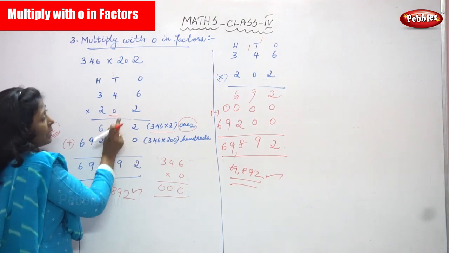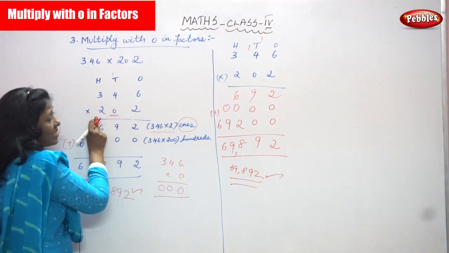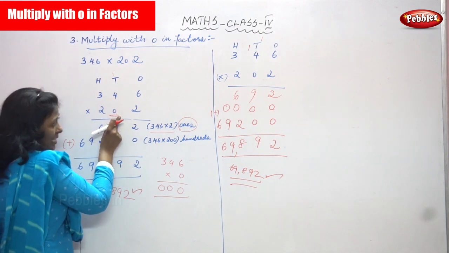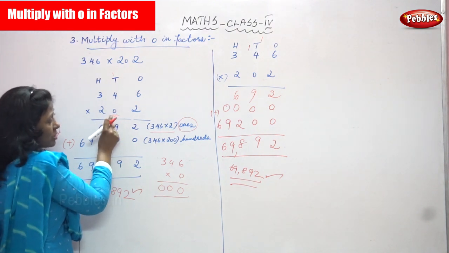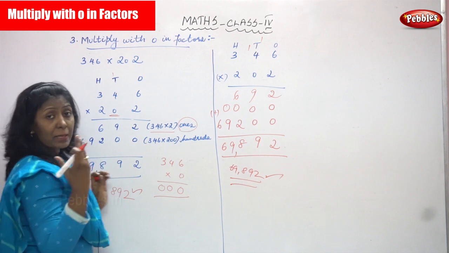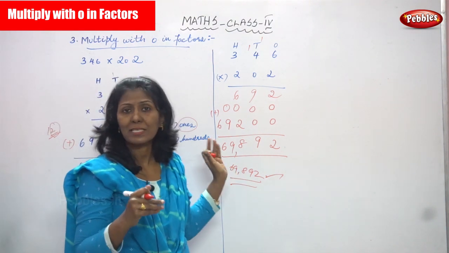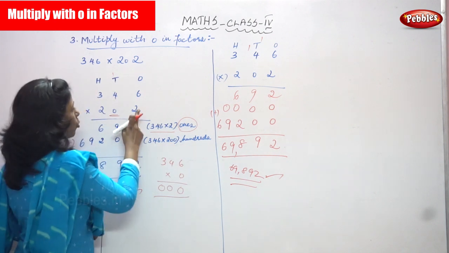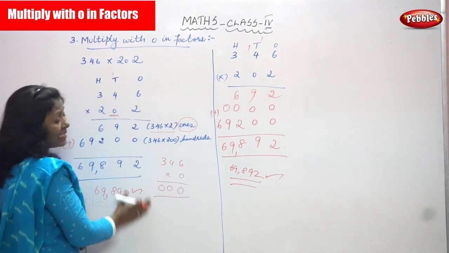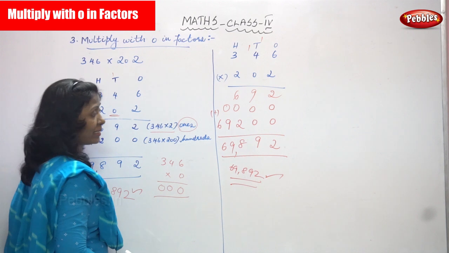So I am just multiplying by ones and hundreds. I didn't multiply by the tens place value, that is the tens place value 0. If you multiply any number by 0, you get 0 only. That is why I skipped the 0. I am just multiplying ones and hundreds, and finally I add the products. I can get the answer.